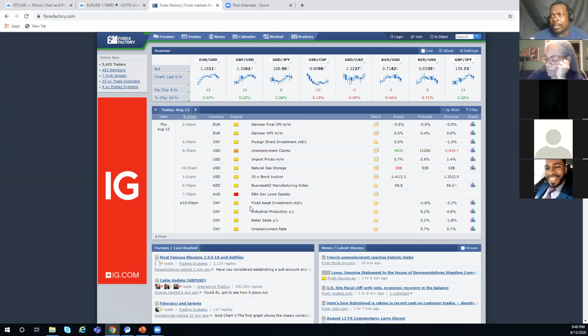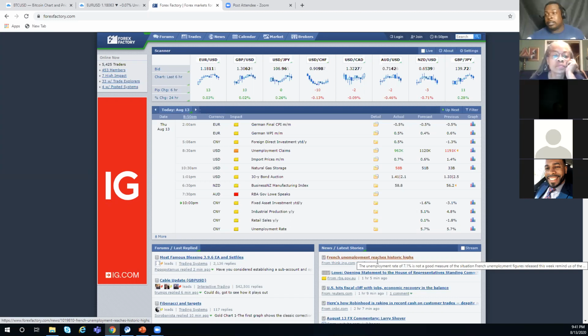For example, here it says the French unemployment reaches historic highs. So I may not want to trade the Swiss franc, because I don't know what they're going to do. Unemployment is at an all-time high. Investors are probably pulling their money out of the Swiss franc, so the Swiss franc is probably weakening. So if I am going to trade anything against it, I'm probably going to buy. Because with Euro Swiss franc or CAD Swiss franc, I'm probably going to buy CAD versus the Swiss franc.